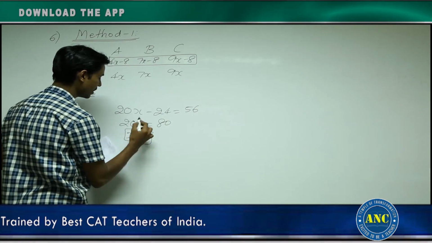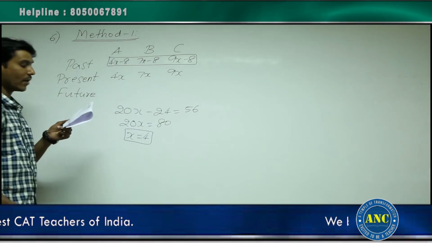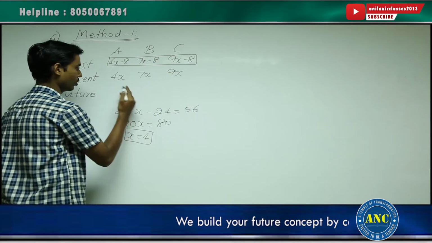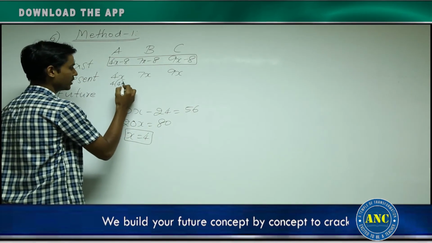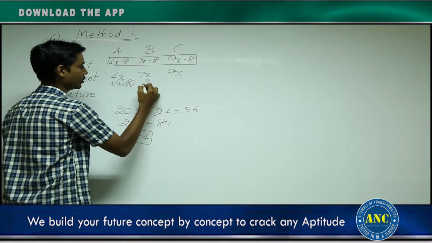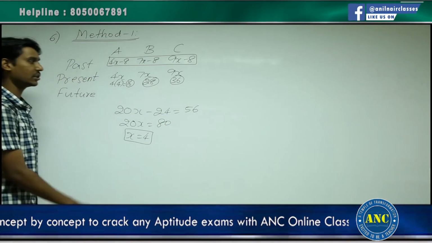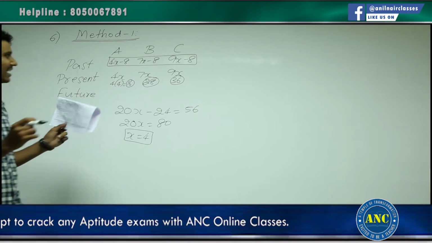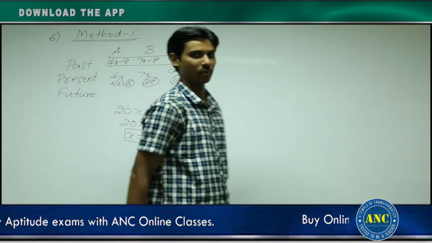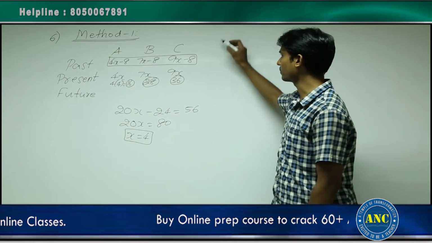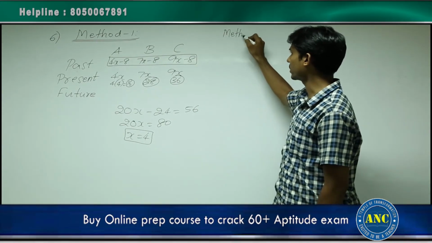But what is asked in the question? The question says, find their present ages. That means you need to find these 3 values. So it is 4 into 4, 16. Next is 7 into 4, 28. Next is 9 into 4, 36. Answer is 16, 28, 36. This is not a very important method for me because every person will be easily solving this question by using this method.